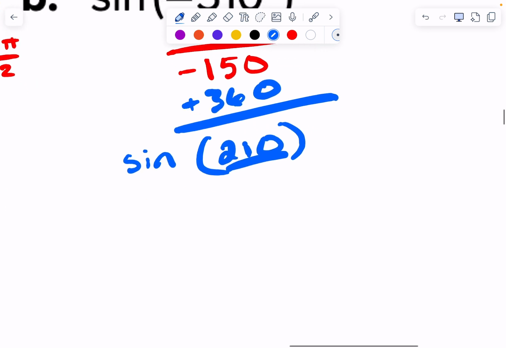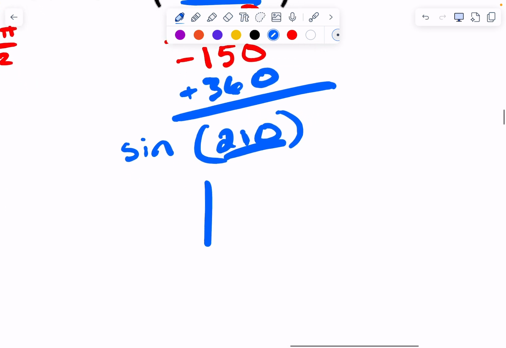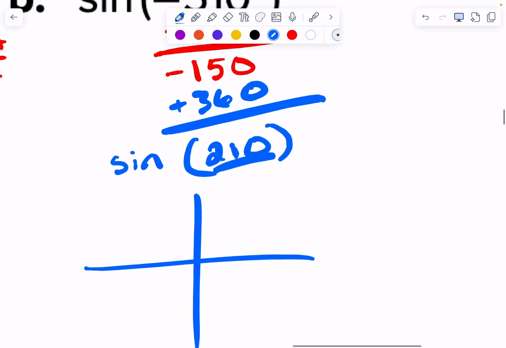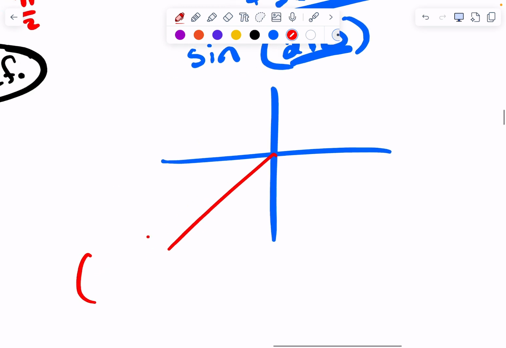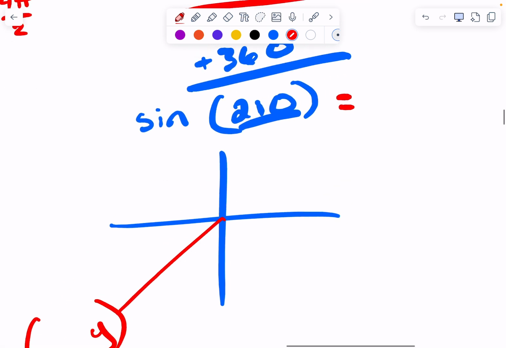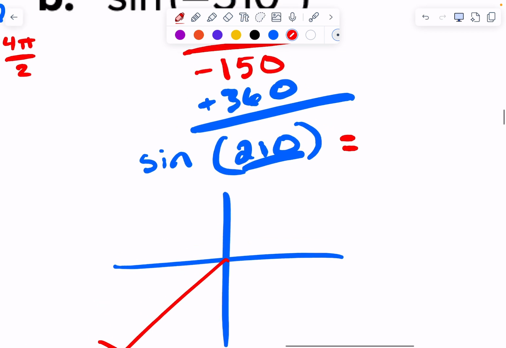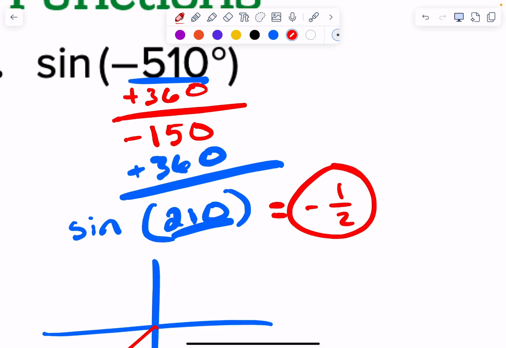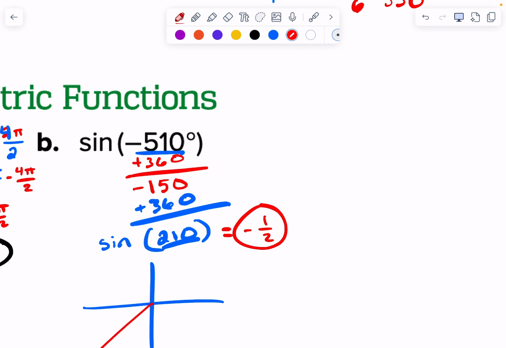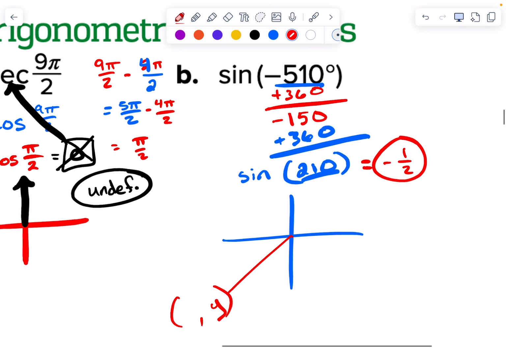Co-terminal. All right. So at 210, what quadrant are we in? Quadrant 3. Okay, and sine is the y coordinate. What's y at 210? Negative 1 over 2. Negative 1/2. There you go. And we're not looking for secant or cosecant. We just want negative 1/2. Most of these you just look up on your unit circle and find what it is. There it is. Got it?